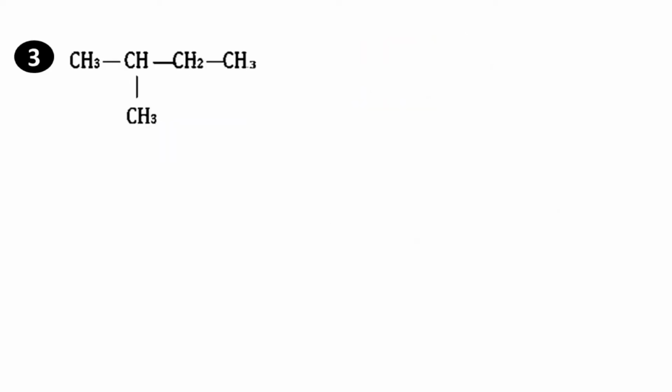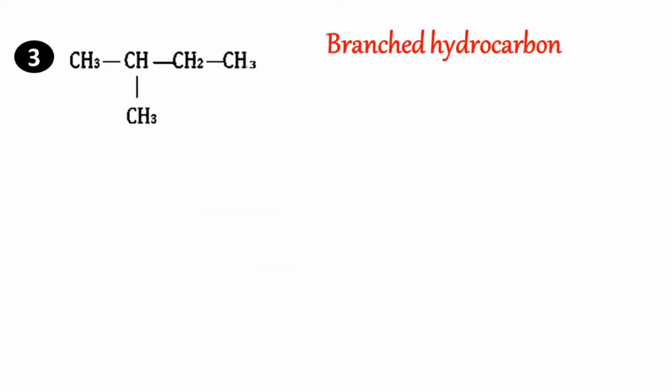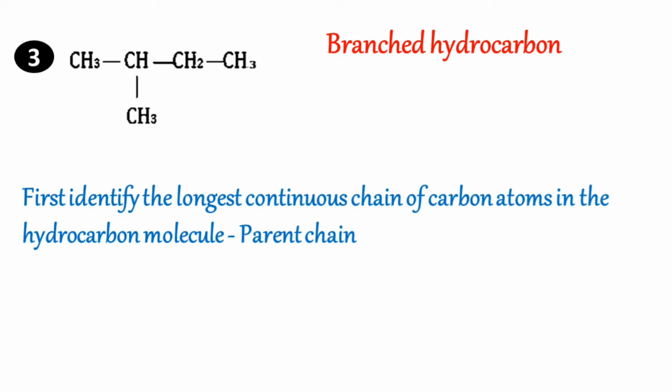Question number 3. Here you can see that there is a main chain as well as an alkyl group coming as a branch or a substitute towards the main chain. So first let's understand how to name this. While naming a branched hydrocarbon, we should first identify the longest continuous chain of carbon atoms in the hydrocarbon molecule, which is known as the parent chain.